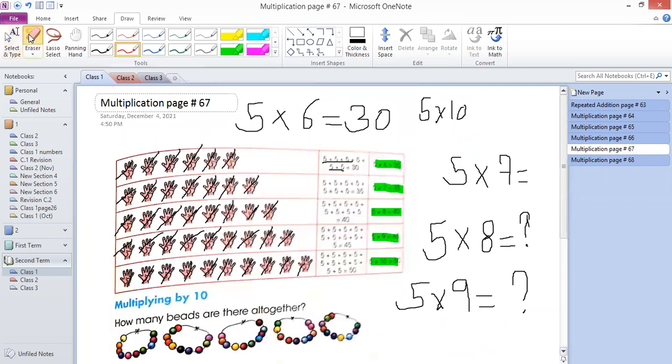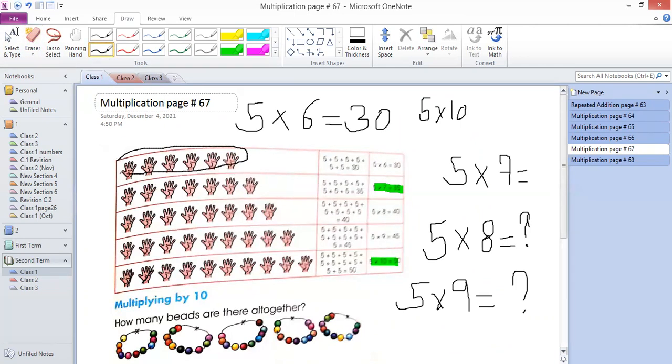Same, guys, you can see here. This is 5 by 6, 5 by 7, 5 by 8, 5 by 9, and 5 by 10. So count the number of groups and tell me how many groups are there or how many hands are there. 6. Very good, 6. And in each hand, how many fingers are there? 5.